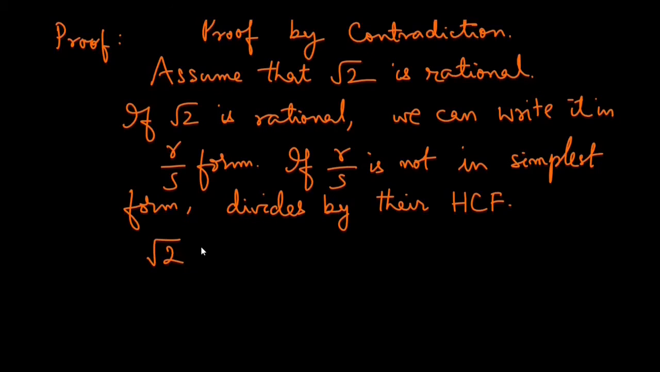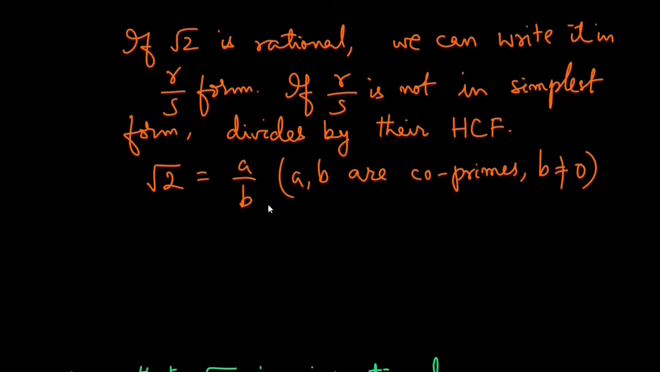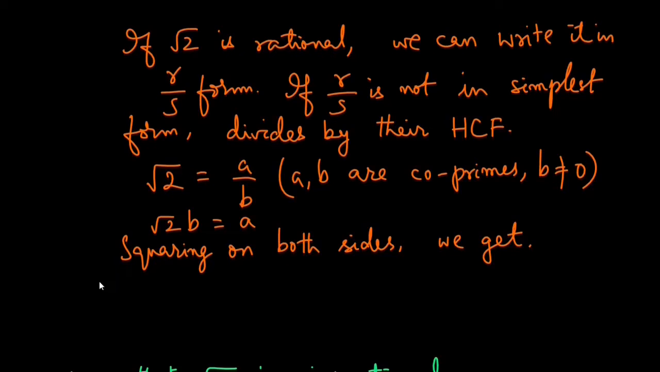Root 2 is equal to a by b, where a and b are co-primes and b is not equal to 0. Let us rearrange them. Root 2 b is equal to a. Now square on both sides. Squaring on both sides, we get 2b square is equal to a square.